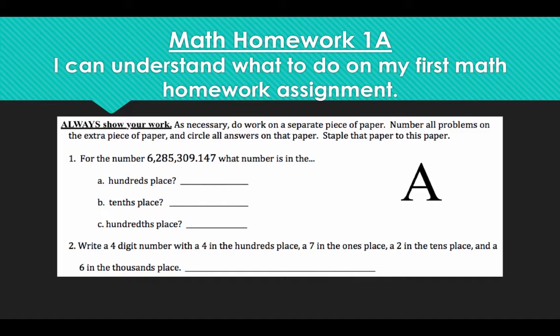If you don't wish to use the workspace that's provided on the paper, in this case that's at the bottom of the sheet, and you'll see one on the back too, you don't have to. You can do it on a separate sheet of lined paper or plain paper. The only thing I ask is that you make sure you number all the problems on your extra piece of paper and circle the answers on that paper. Once you've done that, you can staple it to your homework paper.